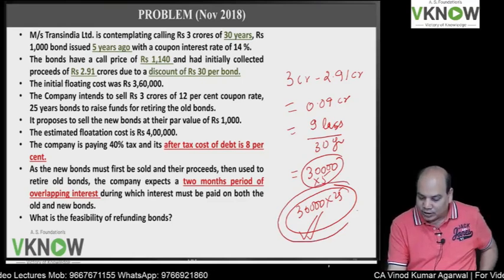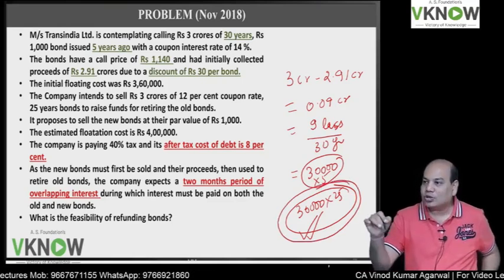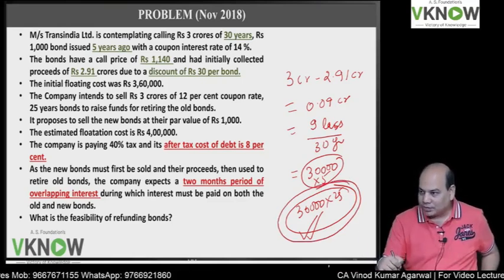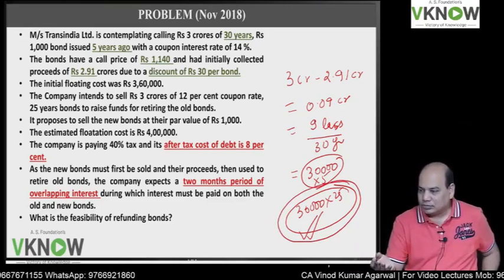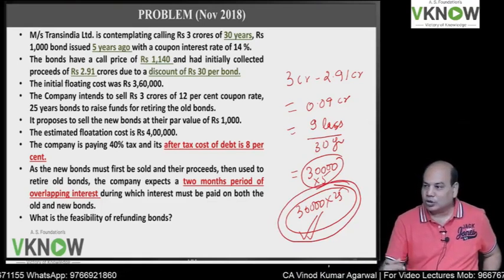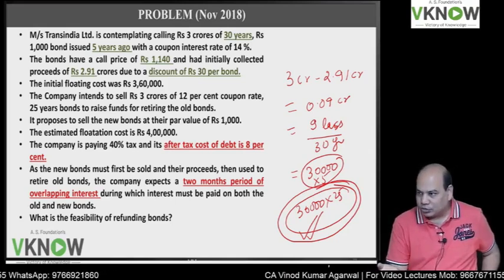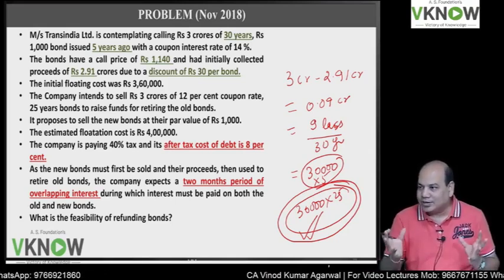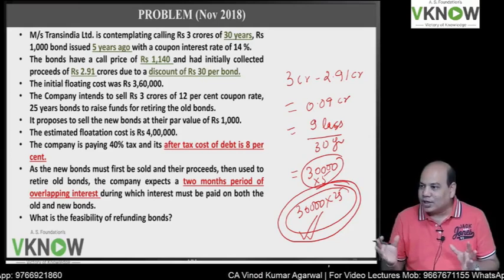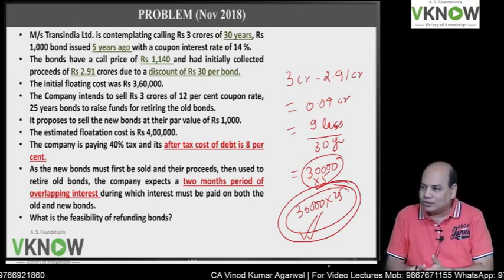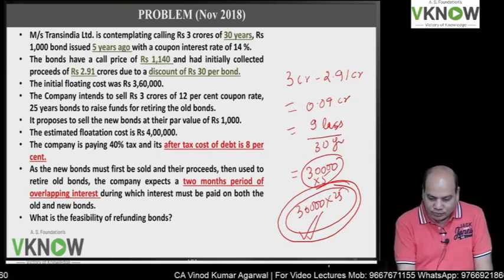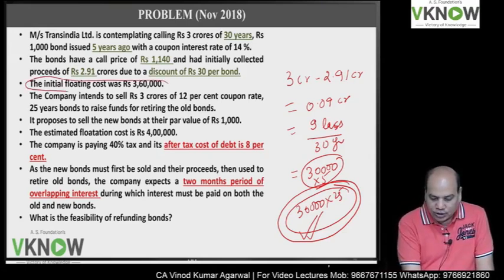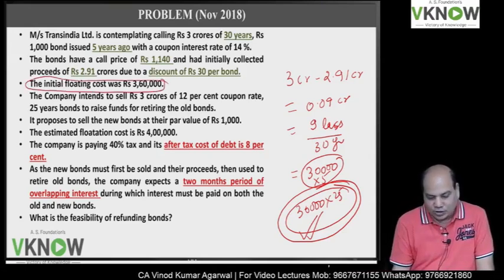So you will get the tax shield on unamortized discount today, but you will not get it in future. You will get it today, but you will not get it in future. So you are only accelerating the amortization of discount. So this will have a tax shield implication. Okay. Old bond was issued at a flotation cost of 3,60,000.